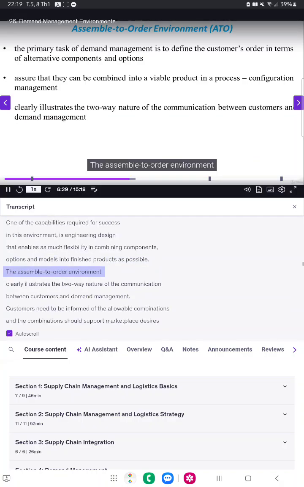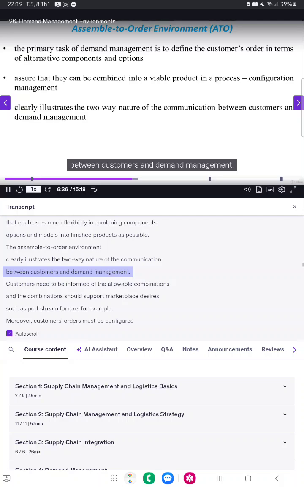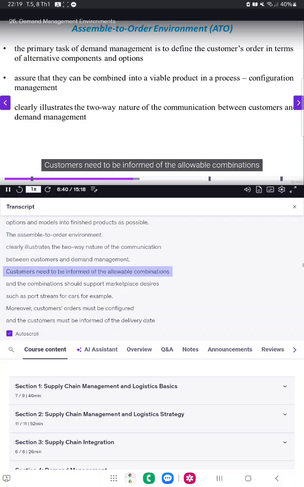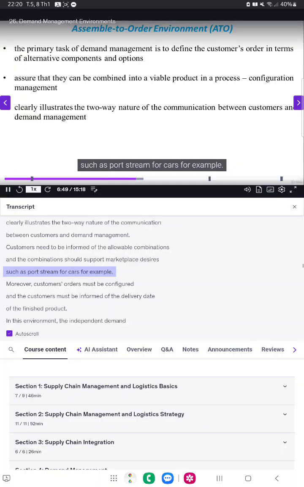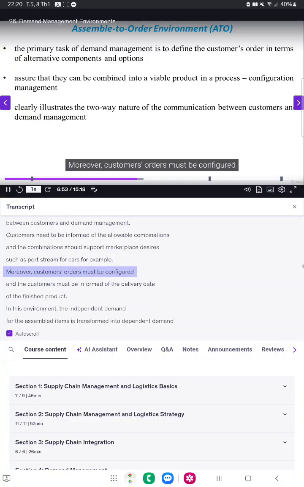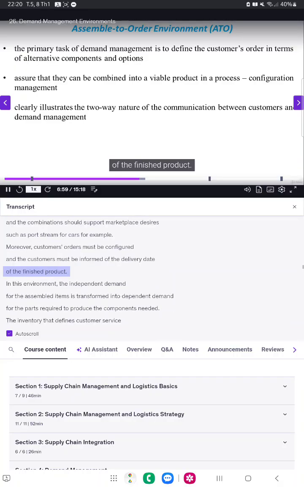The assemble-to-order environment clearly illustrates the two-way nature of the communication between customers and demand management. Customers need to be informed of the allowable combinations, and the combinations should support marketplace desires such as sports trim for cars, for example. Moreover, customers' orders must be configured, and the customers must be informed of the delivery date of the finished product.